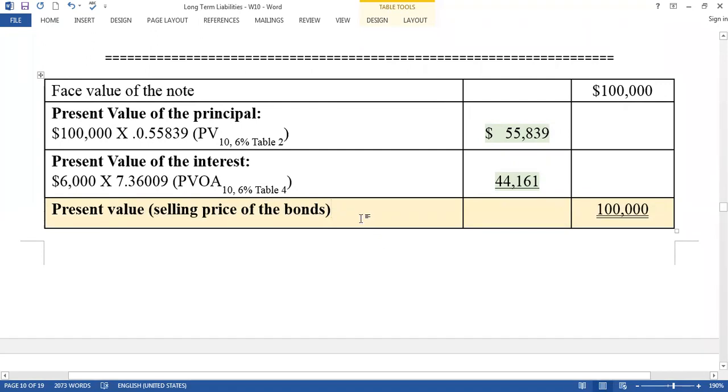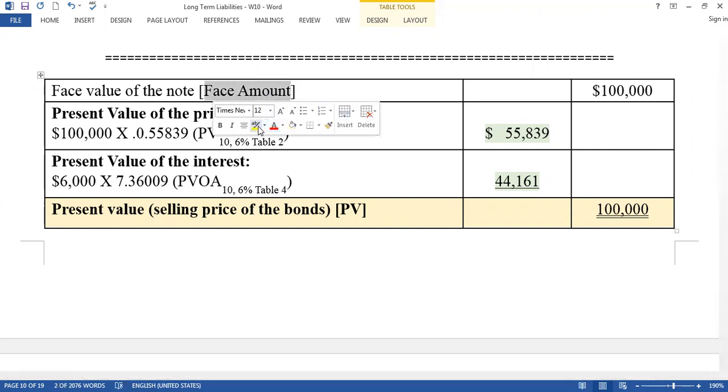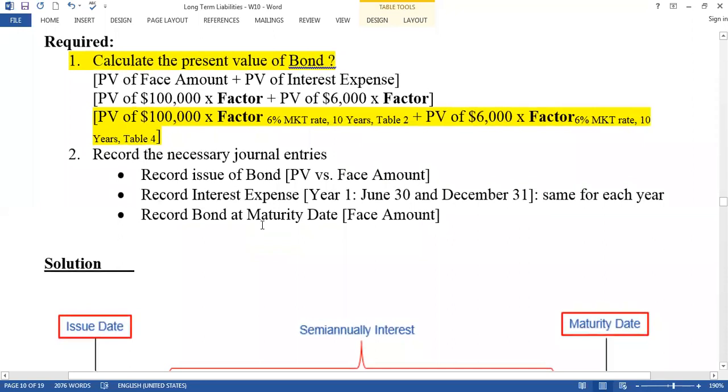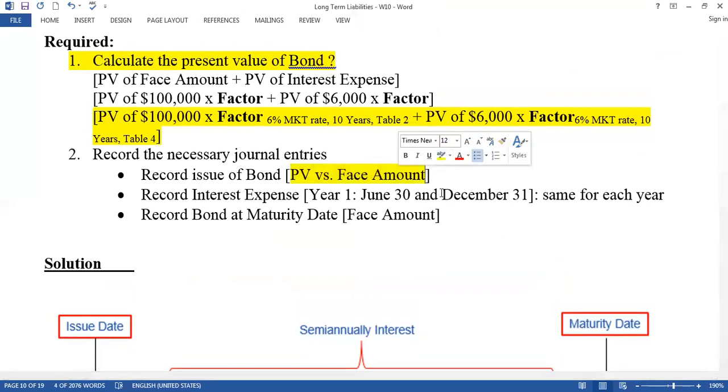Do you understand? Now, this is the present value, and this is the face amount. So first journal entry, can you remember? When we record the issue of the bond, we compare our present value and the face amount.